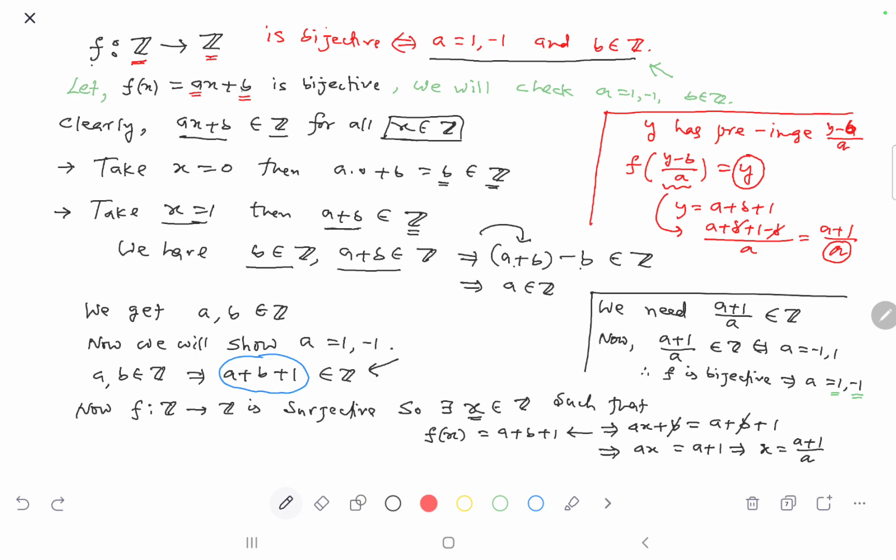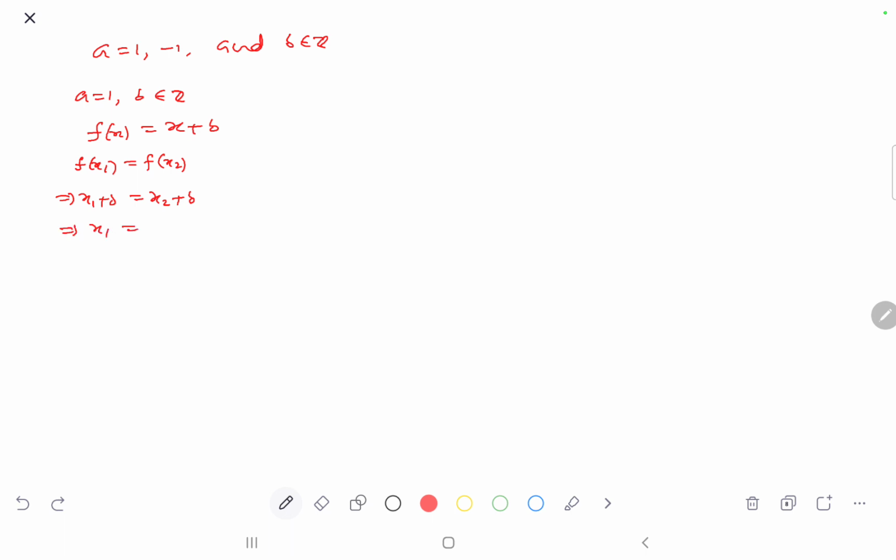So now consider a equal to 1 or minus 1 and b any integer, then the map is bijective. First, take the case a equal to 1 and b any integer. How is the map defined? f(x) equals x plus b. Injectivity you can prove, I'm not doing it. f(x1) equal to f(x2) implies x1 plus b equals x2 plus b. So what do we get? x1 equals x2. So it is injective.